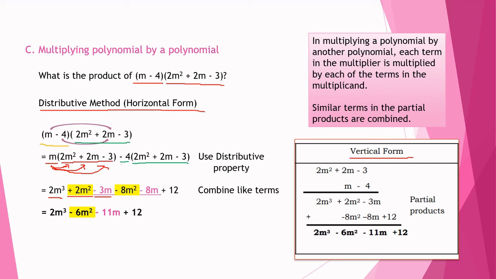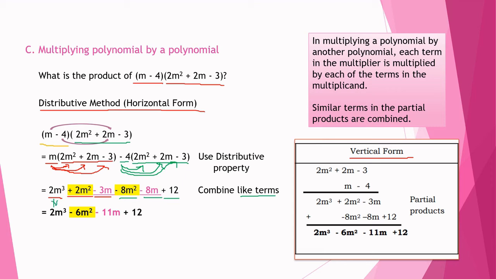Next, negative 4 times the first term, which is 2m squared, is negative 8m squared. Negative 4 times positive 2m is negative 8m. Negative 4 times the last term, which is negative 3, is positive 12. Now, let us combine like terms, yung magkakaparehas ang literal coefficient. Okay, so bring down 2m cubed.